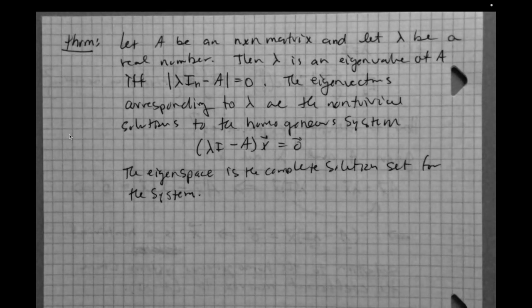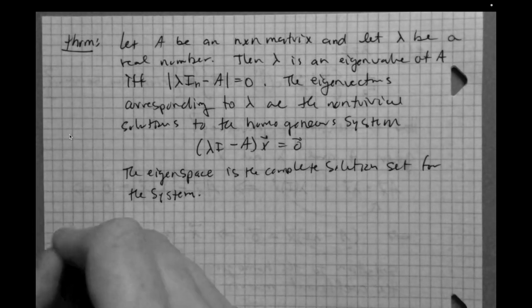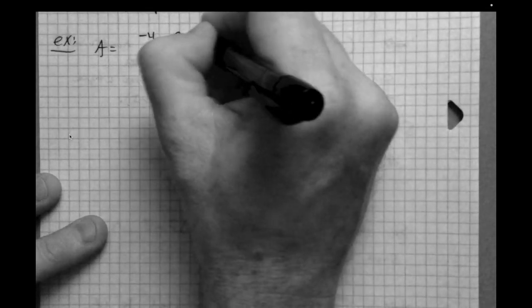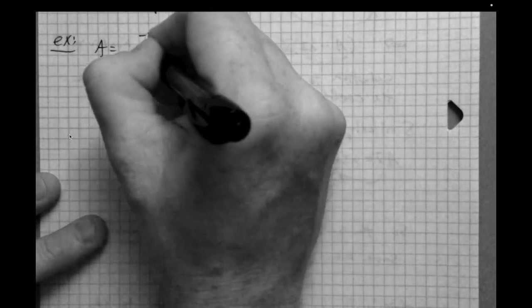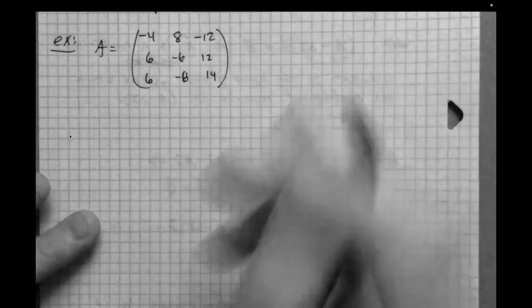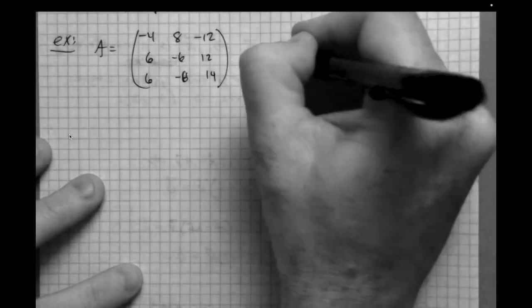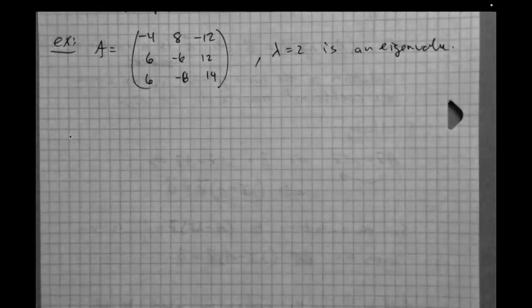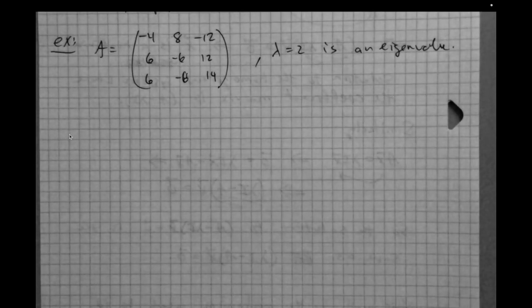Okay, so let's go ahead and do an example here. We're going to let A equal our running example: -4, 8, -12, 6, -6, 12, and 6, -8, 14. So we've got this matrix A. We know that lambda equals 2 is an eigenvalue. Let's see how we can get to that.